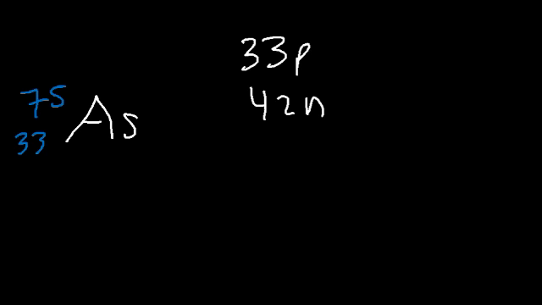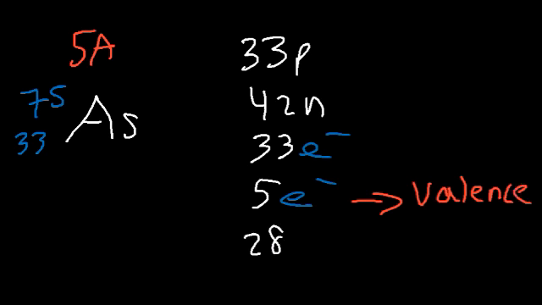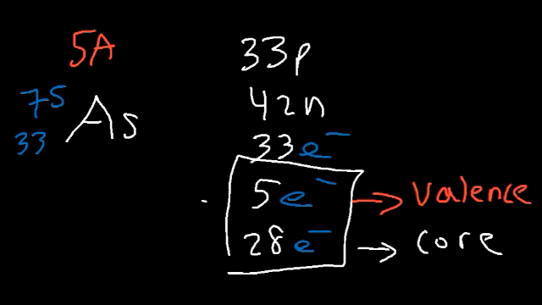Now, because we have an atom of arsenic, which is neutral and doesn't have any charge, the number of protons and electrons are the same. Now, how many valence electrons does arsenic have? Arsenic is found in group 5A of the periodic table, so arsenic has 5 valence electrons. So how many core electrons does it have? 33 minus 5 is 28. Therefore, arsenic has 28 core electrons. The core electrons plus the valence electrons must add to the total number of electrons.